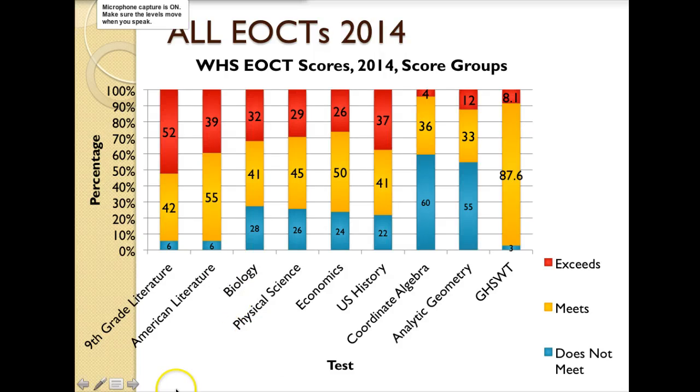If we pay attention to the blue, we'll see that our 9th grade lit and our American lit EOCT had very few students not meeting standards. Certainly higher in our sciences and those mid 20% not meeting the standards here. In economics and U.S. history, we're down into the mid 20s, and then up very significantly in our math scores with quite a large percentage of our students not meeting the standards. There are some reasons for that, and we'll talk about those in a little bit.